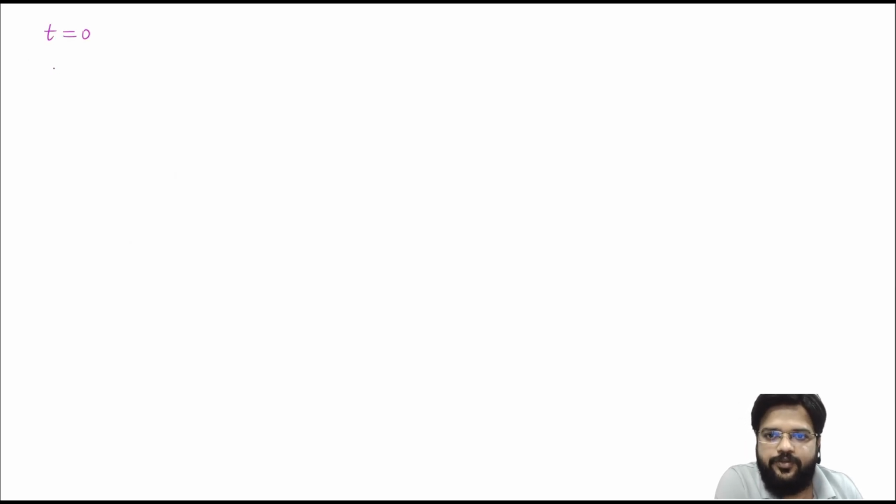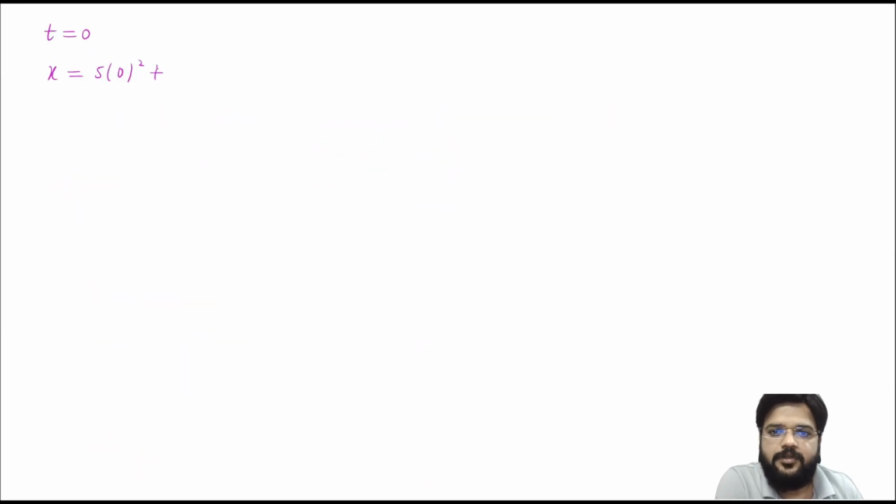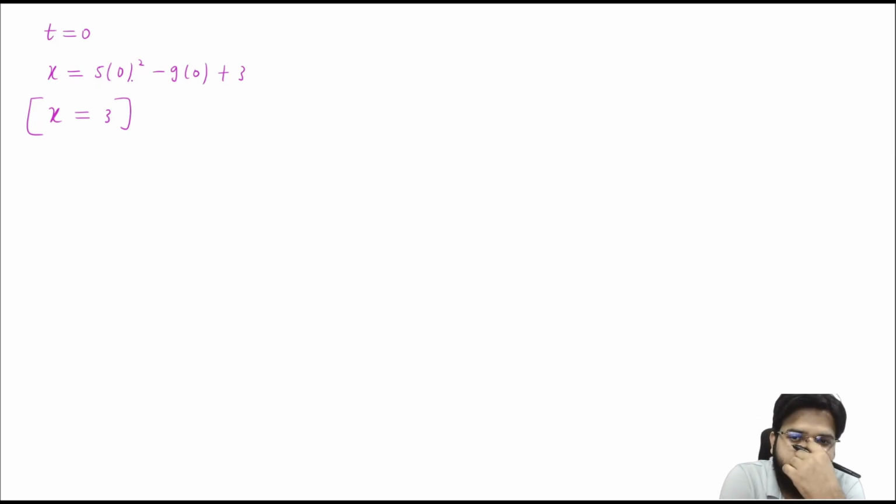If I put t equal to 0 in this function, then what is the value of x everyone? We have x equal to 5t square, 0, plus 3t minus 90... So now here we have minus 90, t is 0, and then plus 3. Correct? So if I put t equal to 0 in this equation, x equal to 3. So when I put t equal to 0 in this function, we get x equal to 3. This means from this position the graph is starting everyone. This thing is clear now.